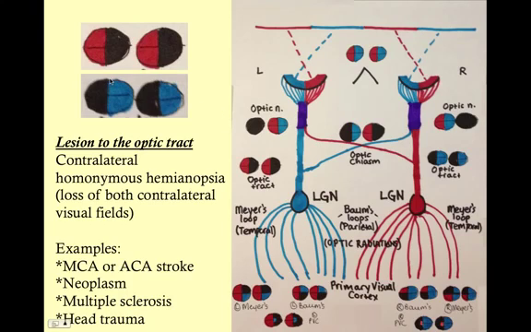Homonymous meaning that it's the same part of your visual field. So the right visual field in both eyes, or the left visual field in both eyes, and then hemianopsia meaning you're losing half of your total visual field in each eye. So either you're going to lose both of your left visual fields if you have an optic tract lesion on the right side, or you're going to lose both of your right visual fields if you have an optic tract lesion on the left side.